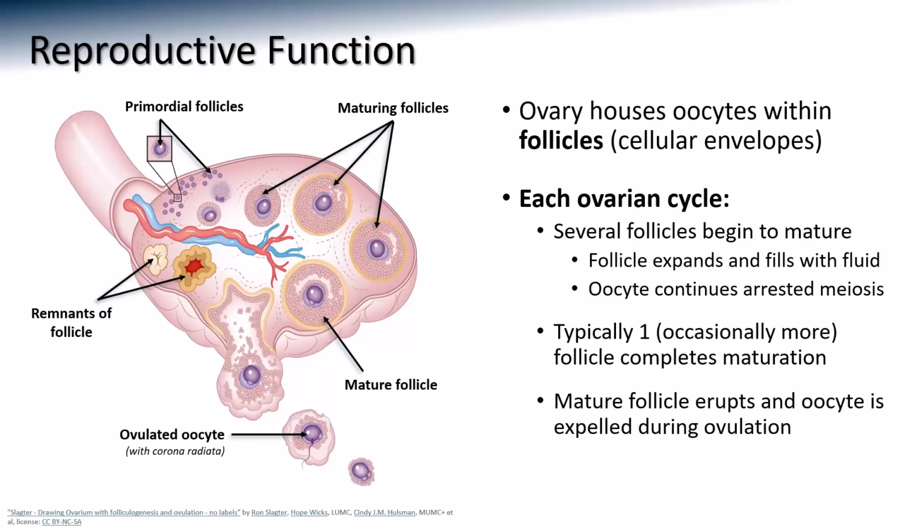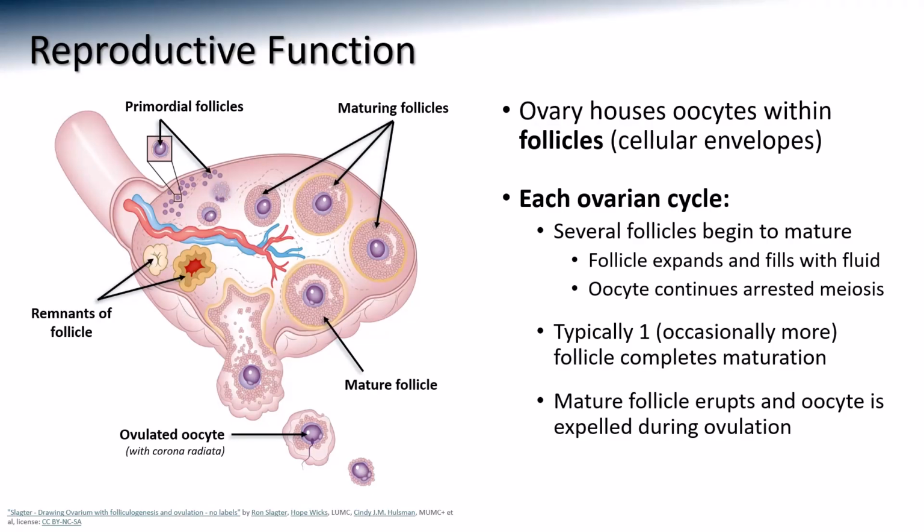All right. The reproductive function of the ovaries is to house those oocytes, or egg cells, until they are mature. And to do this, they keep them nice and cozy inside little cellular envelopes called follicles. Maturation of oocytes doesn't happen all at once, so it's not like you hit puberty and suddenly all the oocytes are mature. Only a few of them are going to begin to mature every ovarian cycle.